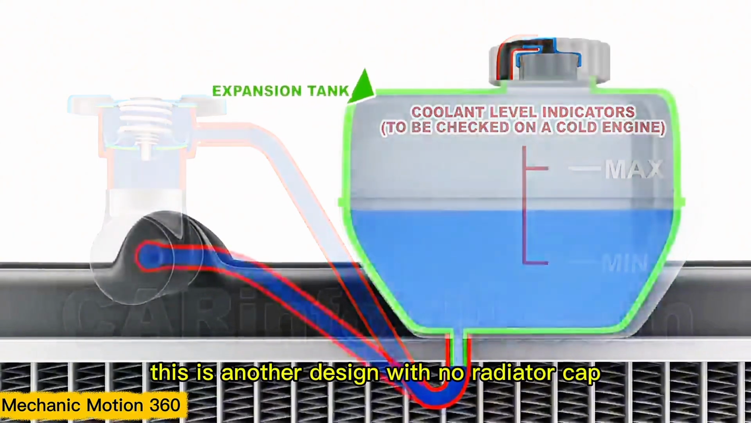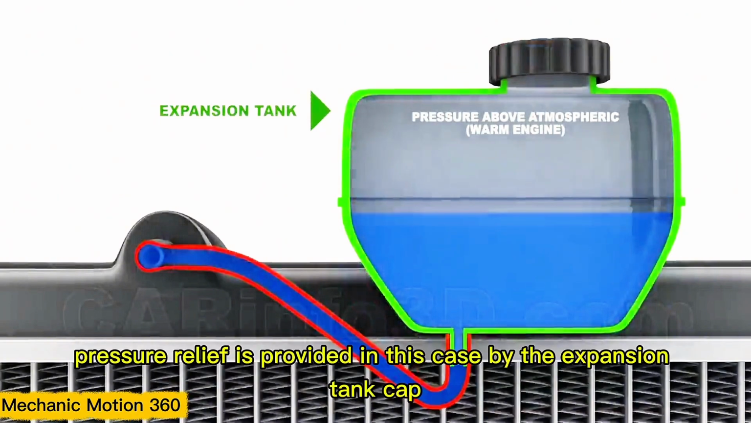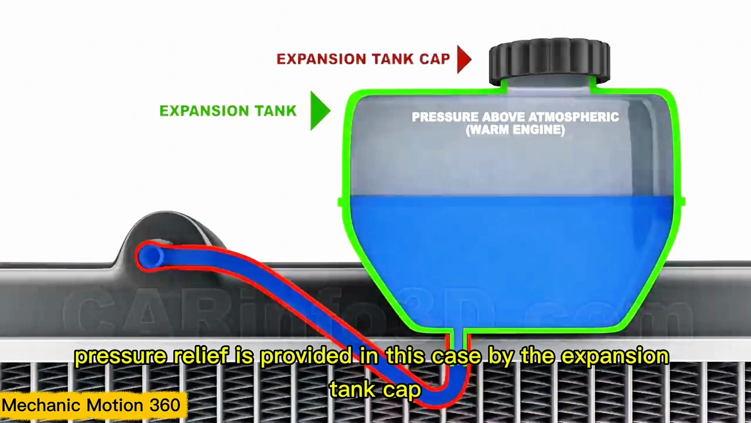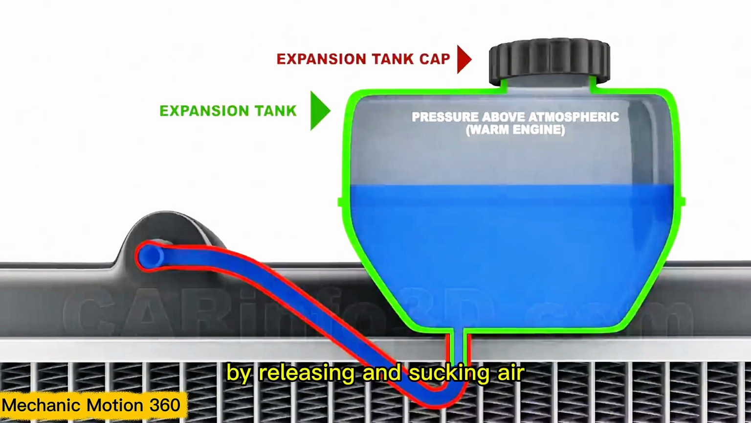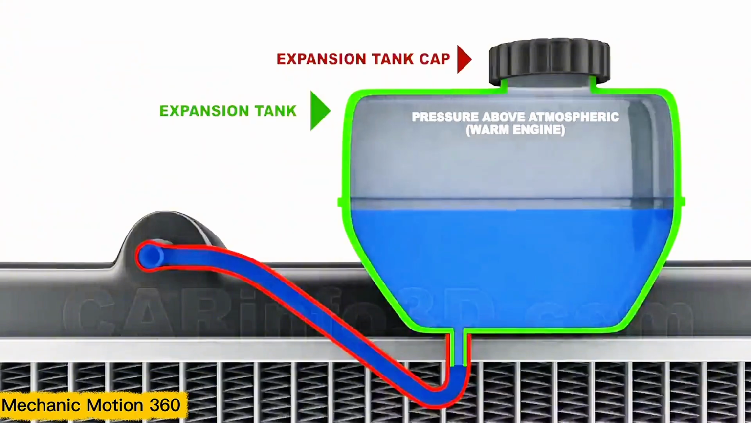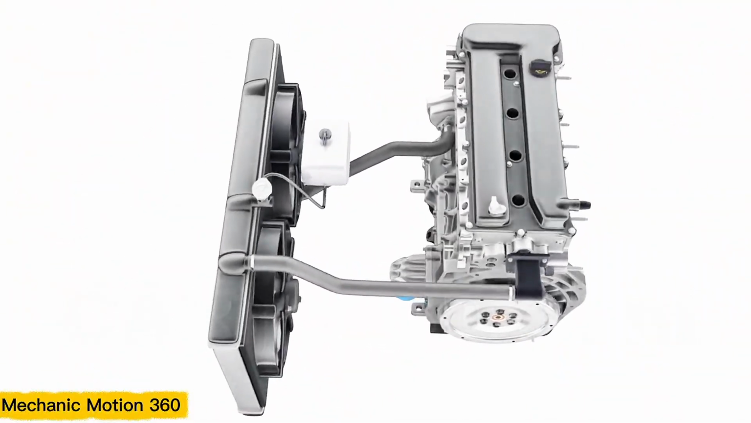This is another design with no radiator cap. Pressure relief is provided in this case by the expansion tank cap, which manages the pressure level in the system in a similar manner by releasing and sucking air. This system is already capable of cooling the engine.